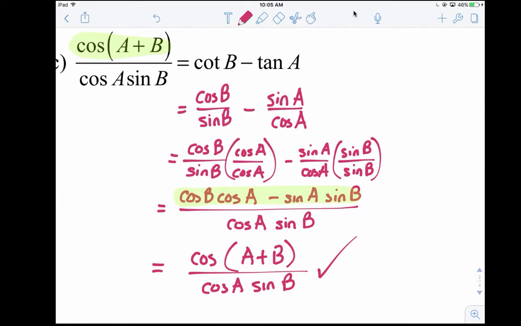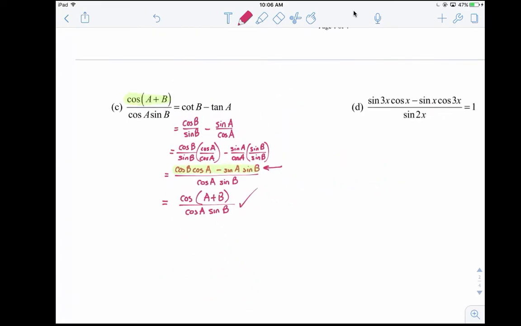Right, so the sum formula for cosine is always cosine of the first angle, cosine of the second angle, minus sine of the first, sine of the second, which is what you have there in the second to last step. So definitely try and be on the lookout for that one.